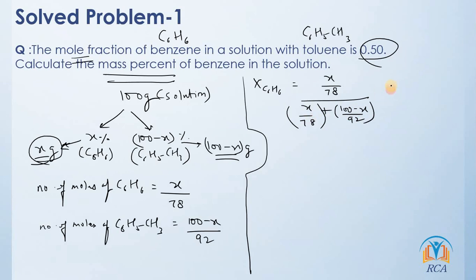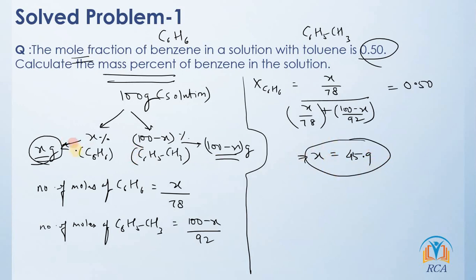And this should give you the mole fraction, which is actually equal to 0.50. This will give you the mole fraction of benzene. But this gives you a very simple linear equation now, right? When we entirely solve this, we'll get the value of X. What does the value of X come out to be? Calculate quickly, guys. The value of X comes out to be 45.9. The value of X is coming out to be 45.9.